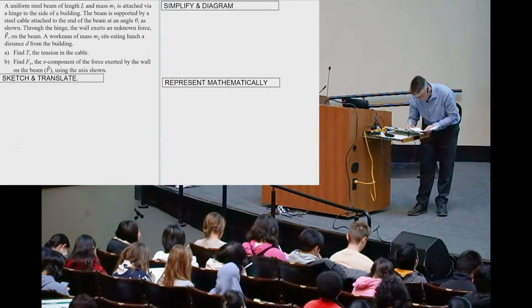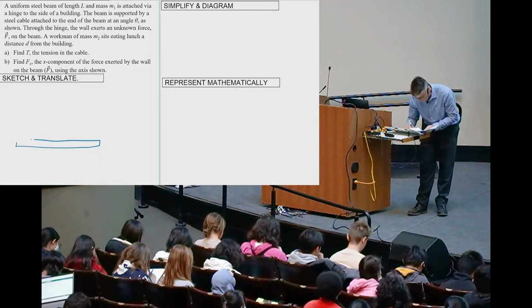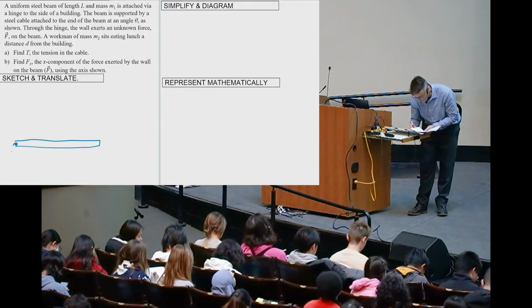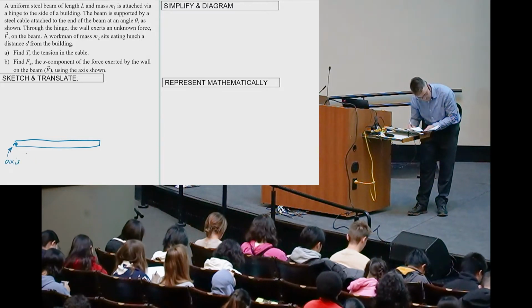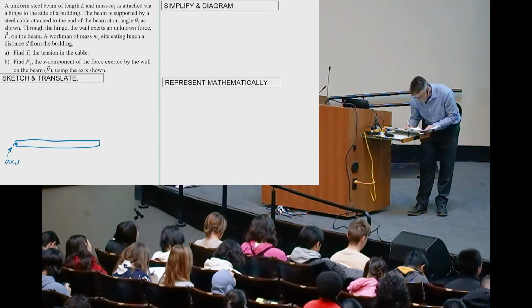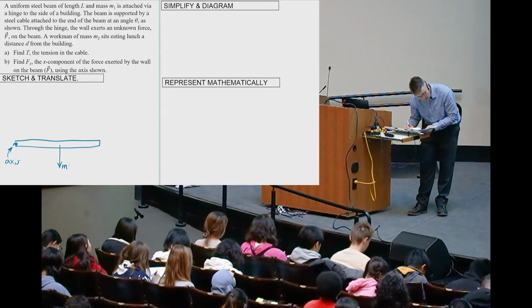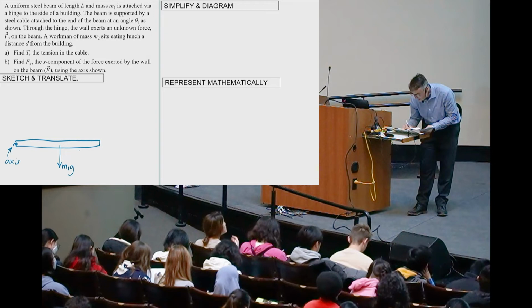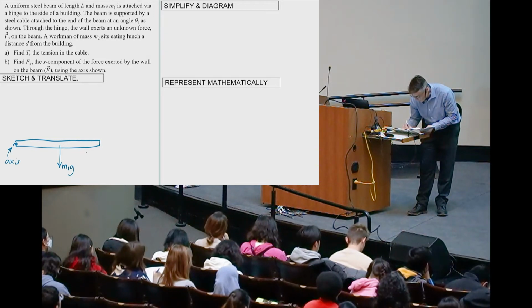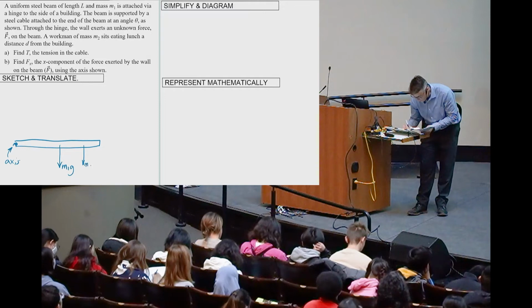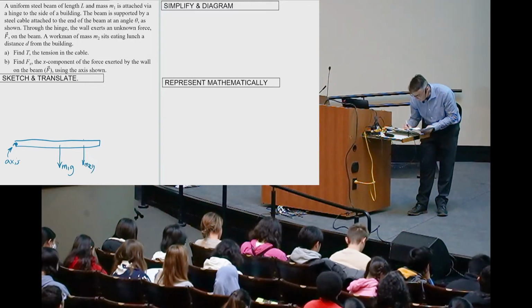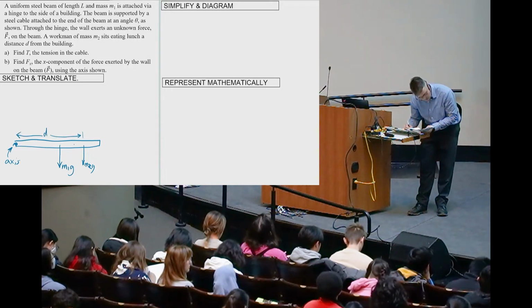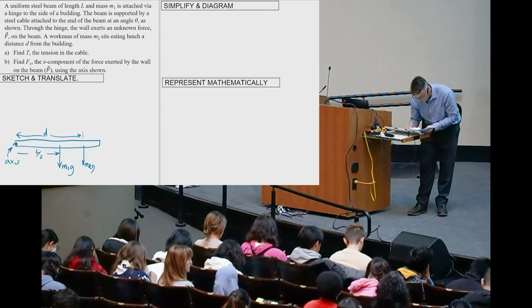Sketch and translate. I'm going to draw this out. Let's draw a rectangle. Let's define the axis to be the left end. Let's call it a hinge, I guess. So, axis. We've got M1, uniform beam, M1 times G acting down, and we've got the workman, we're calling him now M2. M2 times G acting there at some distance D from the hinge. And this distance is just L over 2 because it's a uniform beam.